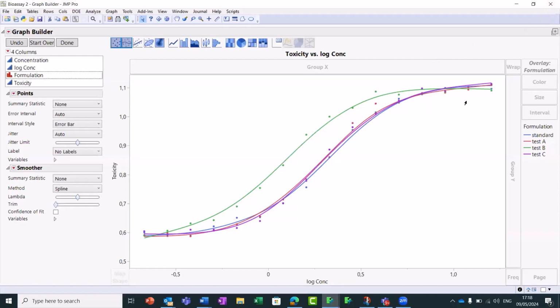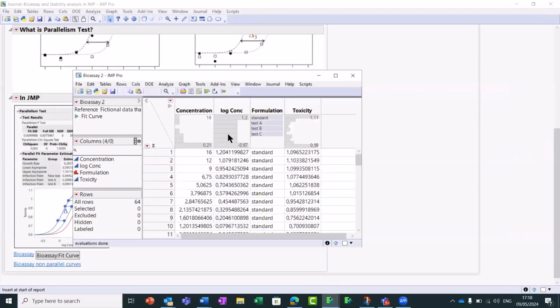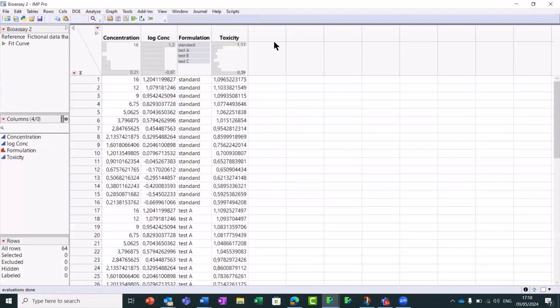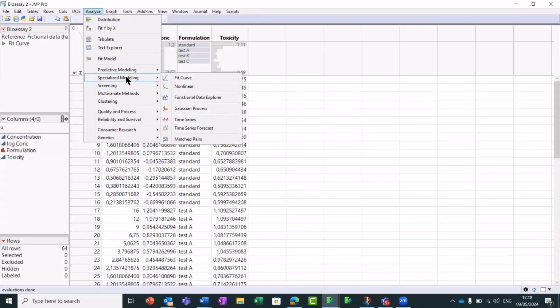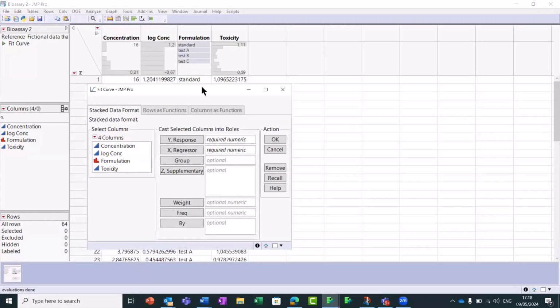Okay, so I think the data looks good. So I will show you that using the fit curve. The fit curve is under the Analyze menu, Specialized Modeling, and Fit Curve. So here's the entry point.